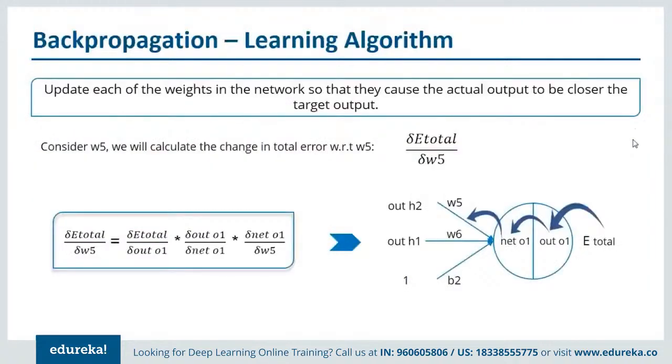Next up, we need to update the weights so as to decrease this error. We're going to first calculate the change in total error with respect to any of the weights. We'll take W5 as an example, just to show you. We're going to apply the chain rule here. Using partial derivatives, we calculate delta E total by delta out O1, into delta out O1 by delta net O1, and then delta net O1 by delta W5. As you can see from this example as well: change in E total with respect to out O1, change in out O1 with respect to net O1, and change in net O1 with respect to W5. We're going to multiply those and we're going to get this particular term.